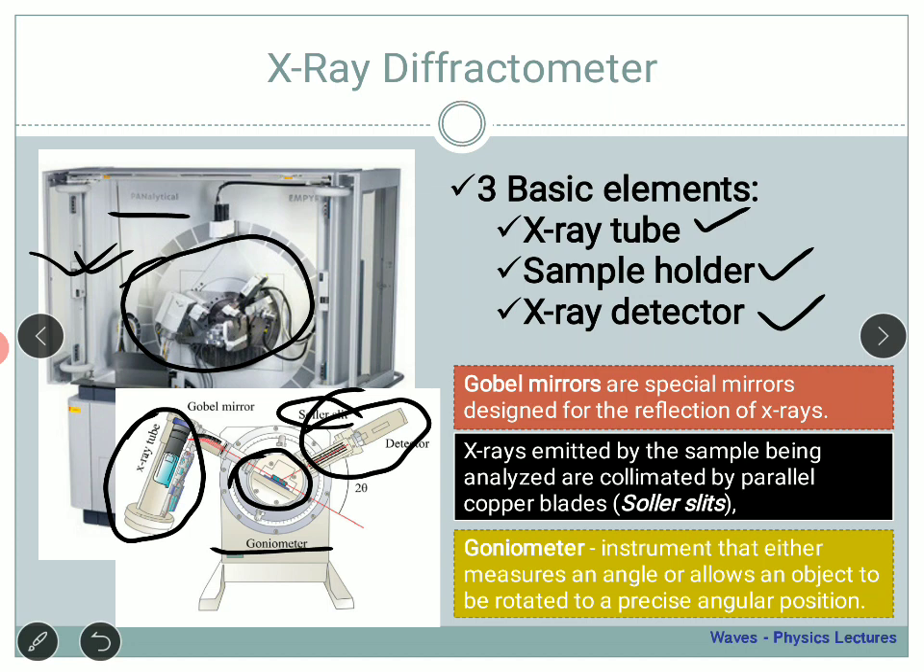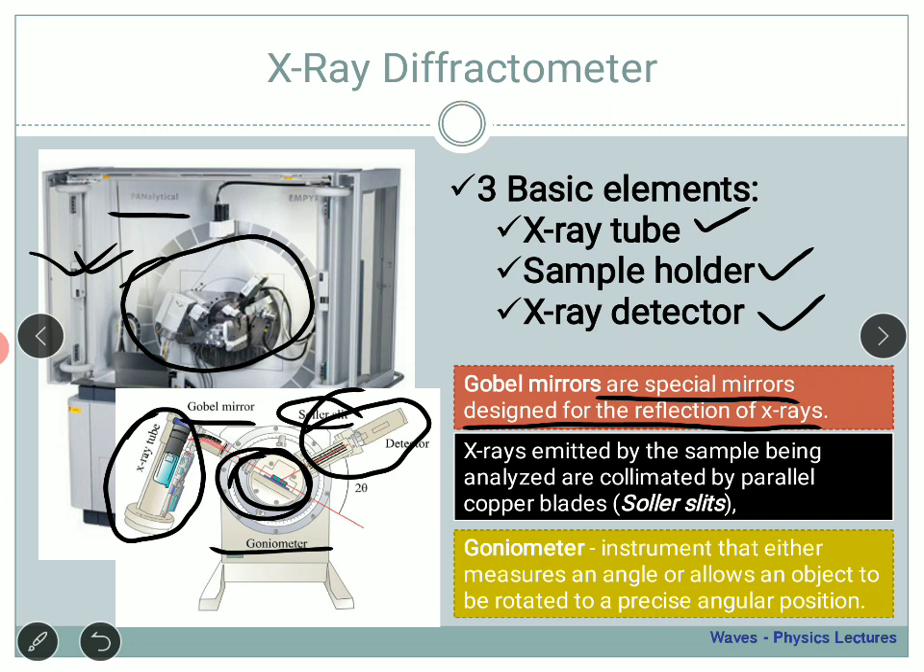But before that we have something called the Göbel mirror. The Göbel mirror is connected on the X-ray tube side. Actually these are special mirrors which are designed for reflection of X-rays. Now X-rays are generated, but I need to reflect the X-ray and direct them towards the sample, and that is where the Göbel mirror comes into the picture.